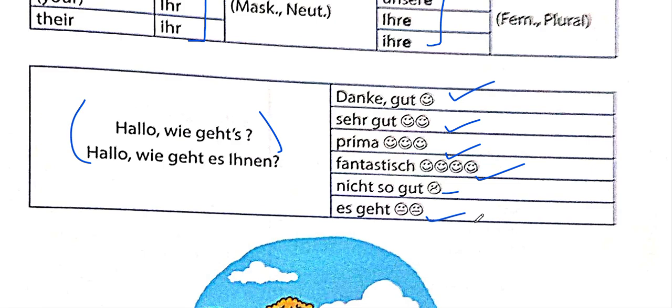So if someone asks you, "Hallo, wie geht's?" What will you write? Gut, sehr gut, prima, fantastisch, nicht so gut, or es geht? Right now, what would you say? Comment it down below. How are you feeling?